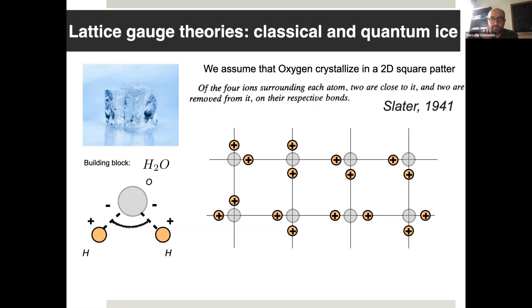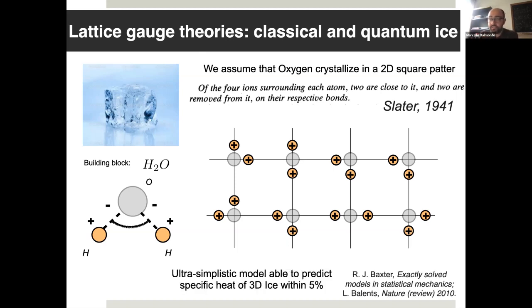This very simple model is actually able to predict properties of ice down to percent level, which is quite remarkable, I have to say. It's 2-dimensional from geometry. But it tells you that this way of arranging hydrogen is the correct way of modeling it. Anyway, I would like to use it to introduce gauge theories.